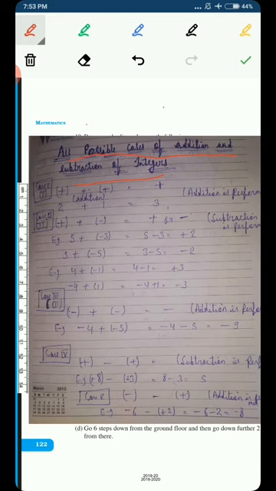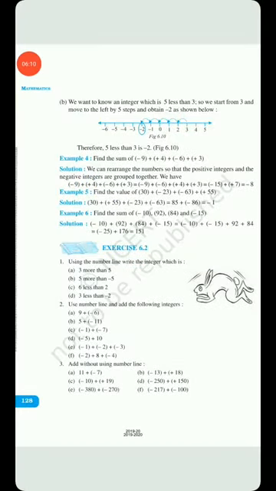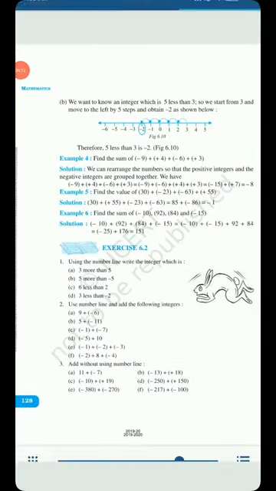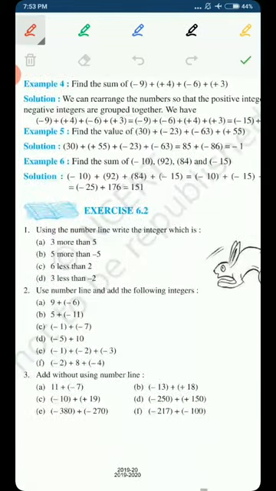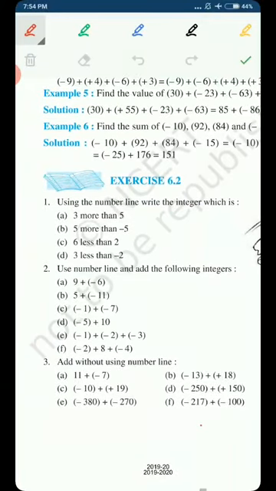So now I'll do some exercise questions for you. Let's see Exercise 6.2, question number 3. By the reason that in question number 1 and question number 2 we have to use the number line, and the number line concept we will do in the next video. But now we have learned how to add or subtract integers without using the number line.